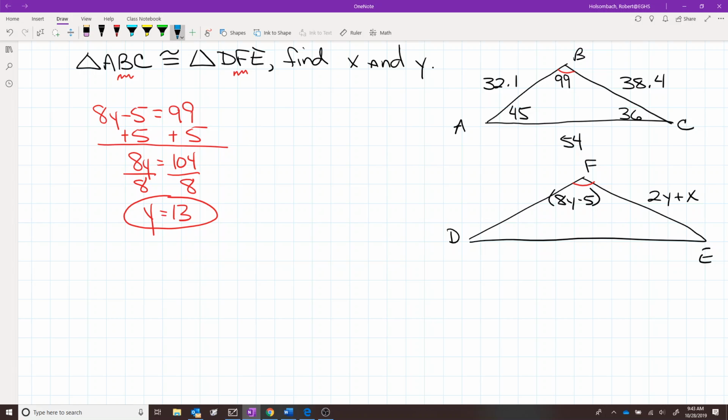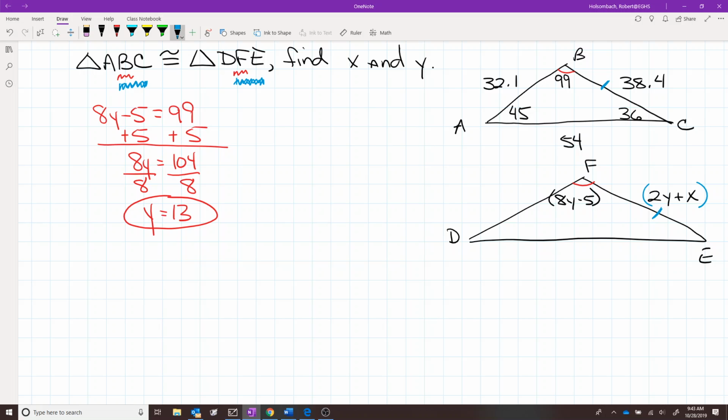Then you're told in your congruent statement that this side right here, FE, with the 2y plus x length. FE, that's your second and third letter in the description. Your side FE is going to be congruent to side BC. And side BC in this top triangle is the 38.4.